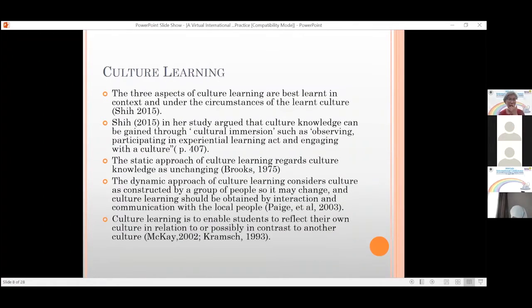And cultural learning is to enable students to reflect on their own culture in relation to, or possibly in contrast to, another culture. This is by McKay 2002, Krams 1993. So when students learn the other's culture, they actually should be able to know about their own culture better. So in other words, learning the culture of others is connected to the understanding of one's own culture.